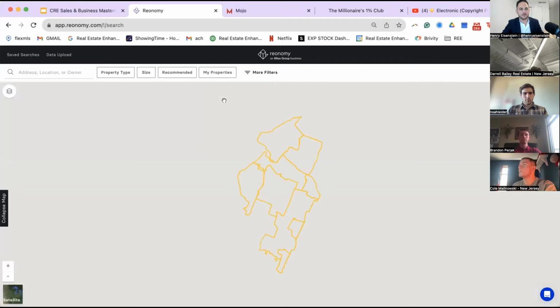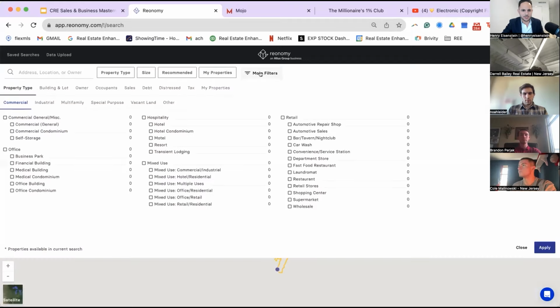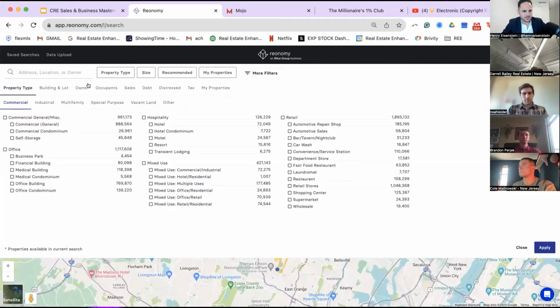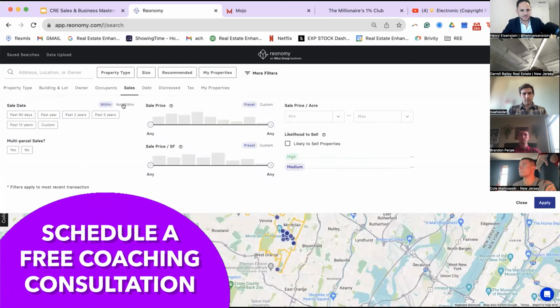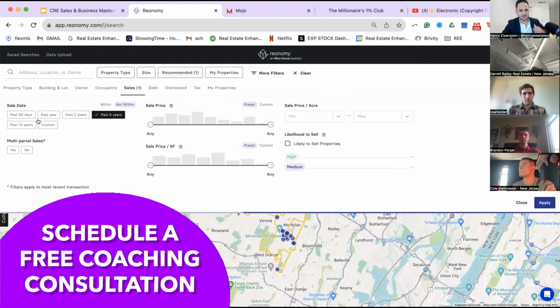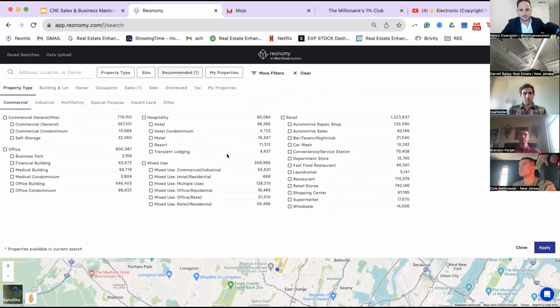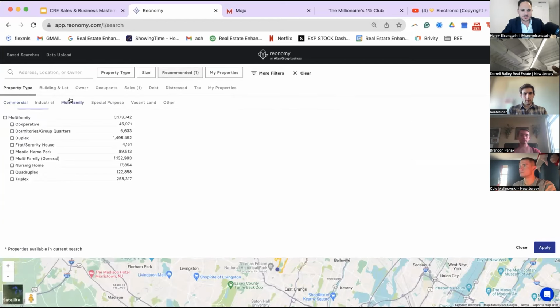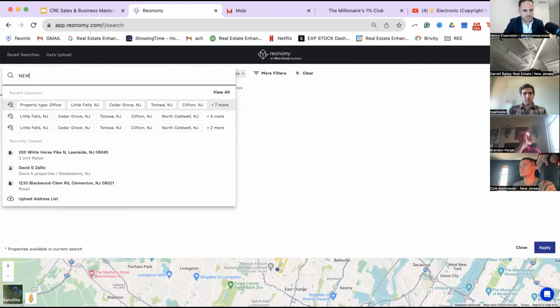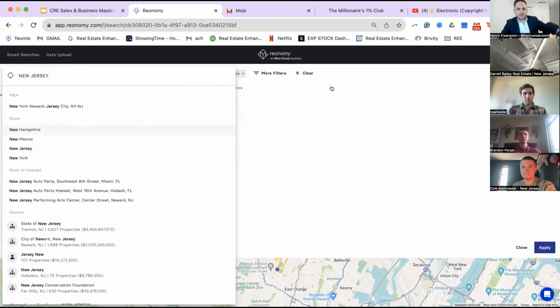We're going to go through a couple things. First things first, we're going to go to properties that have not sold. We're going to go to sales, and we're going to first start off with not within the last 5 years. Next, we're going to go to property type here, and we can choose anything we want. So we're just going to choose an easy one. We're going to do multifamily because a lot of people are obsessed with calling multifamily properties. We're also going to start with New Jersey.